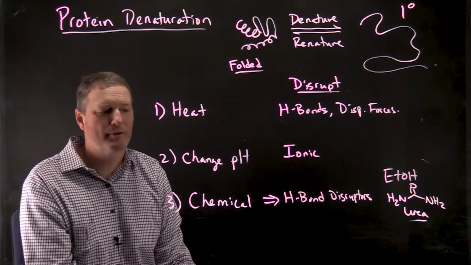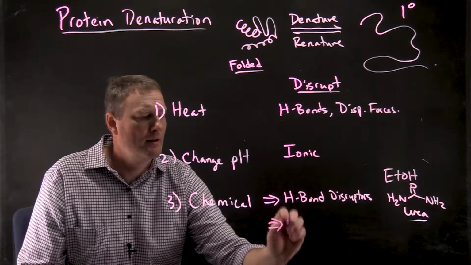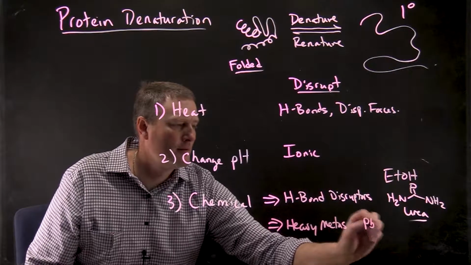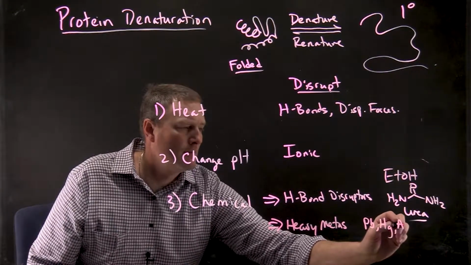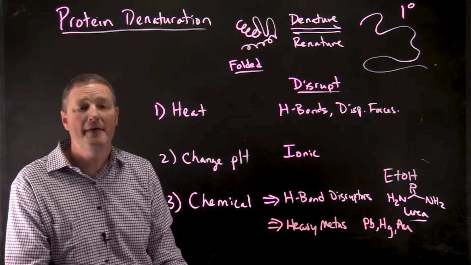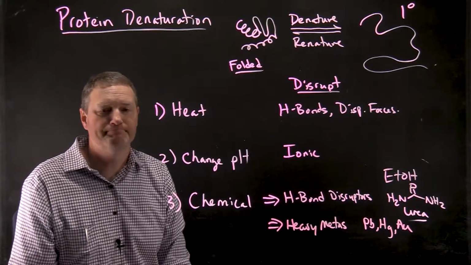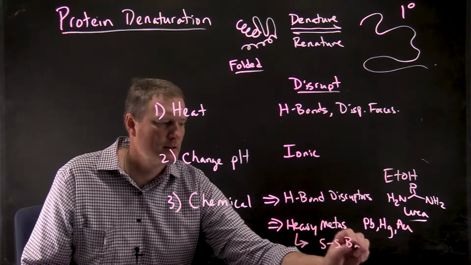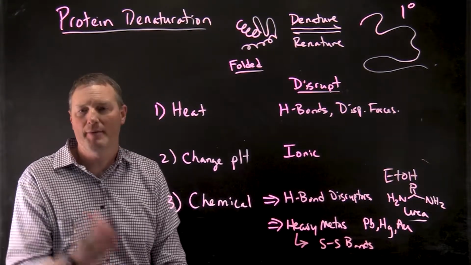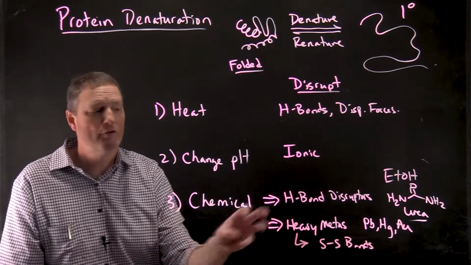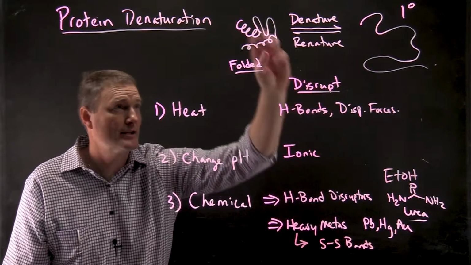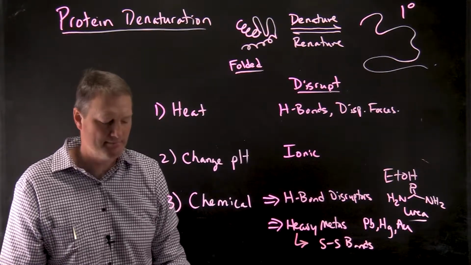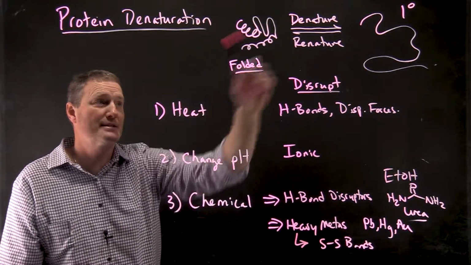The other type of chemical reagent are the heavy metals. Okay, things like lead, mercury, silver. These heavy metals will often interact with disulfide bonds. So these often disrupt SS bonds. And they can also interact with carboxylic acids as well. And often they form covalent adducts to the protein that essentially take it from the folded state and force it to be in an unfolded state, or a completely denatured state. Now, that's the process of denaturation.